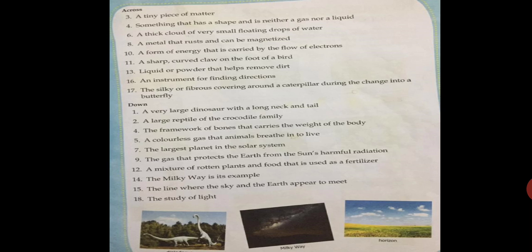Now, number 5. A colorless gas that animals breathe in and leaves give out. We have already gone through the plants chapter in EVS. We all know living beings, animals, need oxygen to breathe in. What is the spelling? O-X-Y-G-E-N, oxygen.